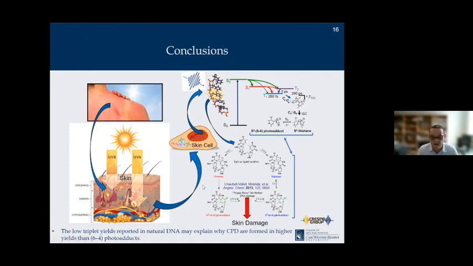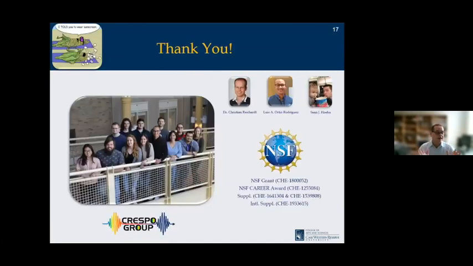The final thing that I'm going to say is that our results support the idea that the triplet state can participate in the formation of the 6,4 photodimer. It doesn't rule out that in other conformations, other systems, other singlet or charge transfer states could also participate in the reaction. And given the time, I will stop there.